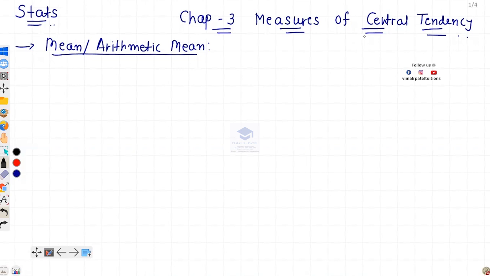Now, for different types of data, there will be different formulas to find out mean. Direct method as well as shortcut method.